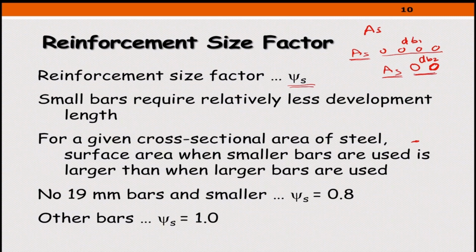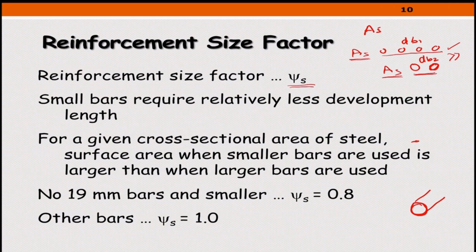So in terms of design, we're using approximately the same area. But which selection is better in terms of bond? The first selection is better in terms of bond. Why? Because the surface area of a bar, which is the perimeter multiplied by the length, for the case of smaller bar diameter, is bigger than that of a larger bar diameter. Surface area means what? It's the contact area between the bars and the concrete. More contact area means better bond.